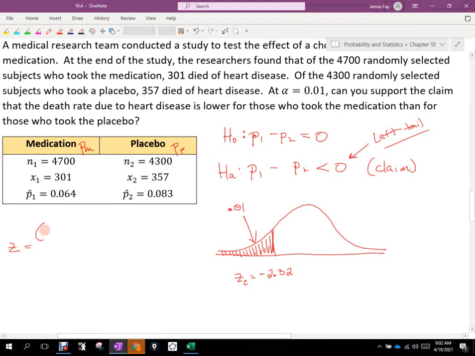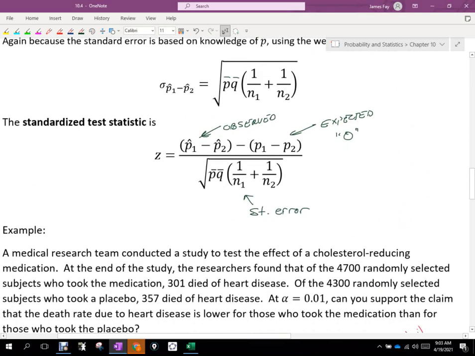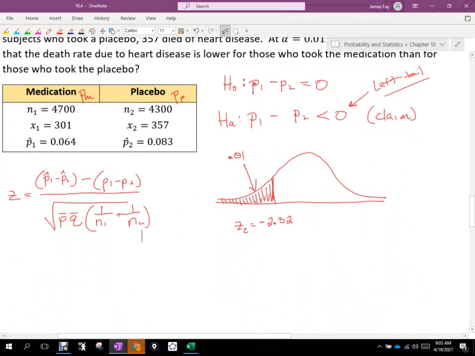Okay? So now that is P1 minus P2. It's actually P hat 1 minus P hat sub 2 minus then P1 minus P2, all over the square root of P bar, Q bar times 1 over N1 plus 1 over N2. Okay? That's exactly what this thing here is. And we have our information here.